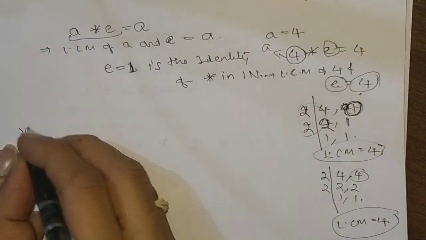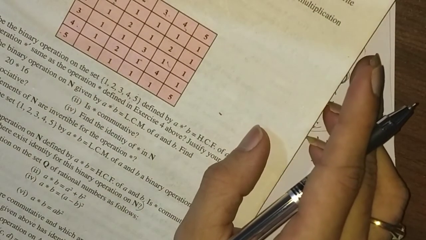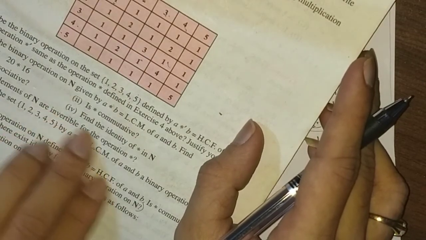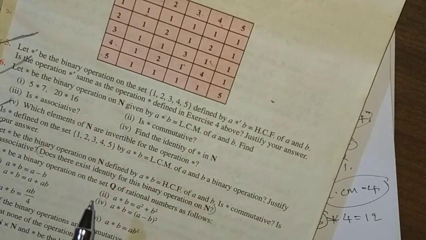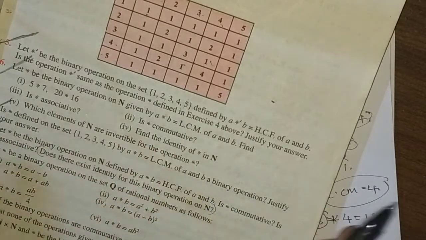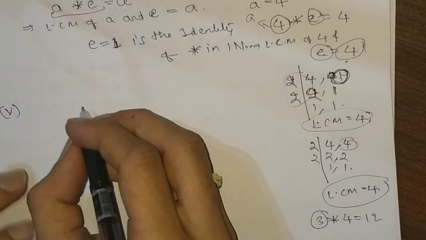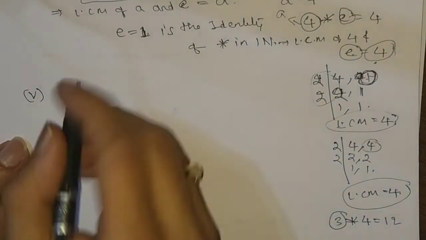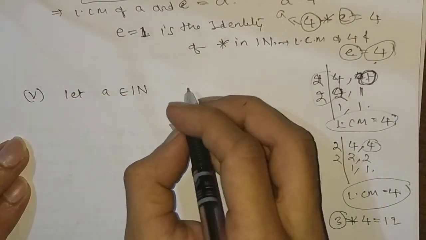Now let us look at the fifth question, right? The fifth question is: which elements of N are invertible for the operation star? That is the question. Now that means we have to find the elements A in the set of natural numbers such that they are invertible, right? So let A belong to the natural numbers here.